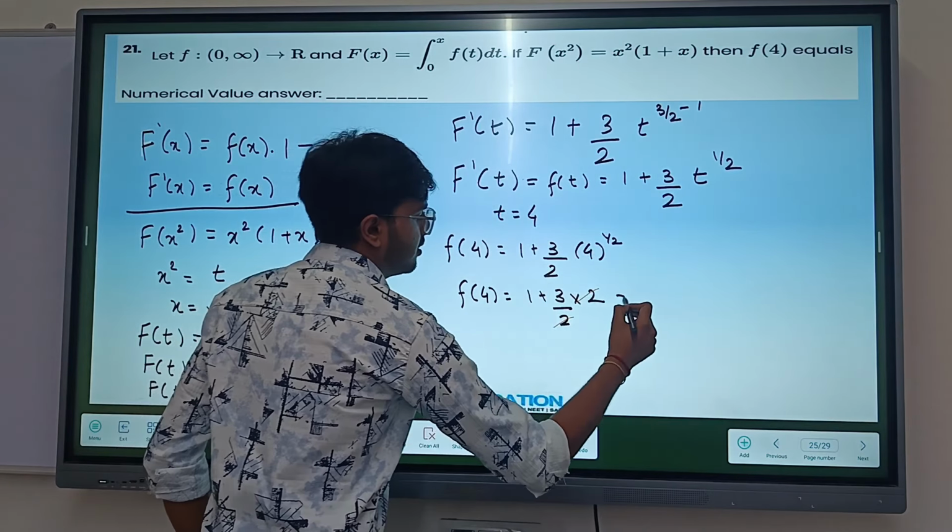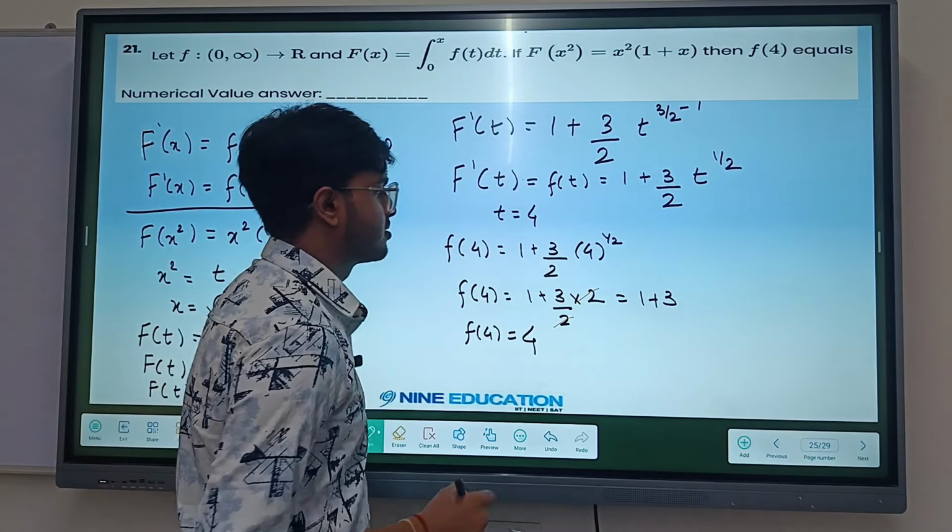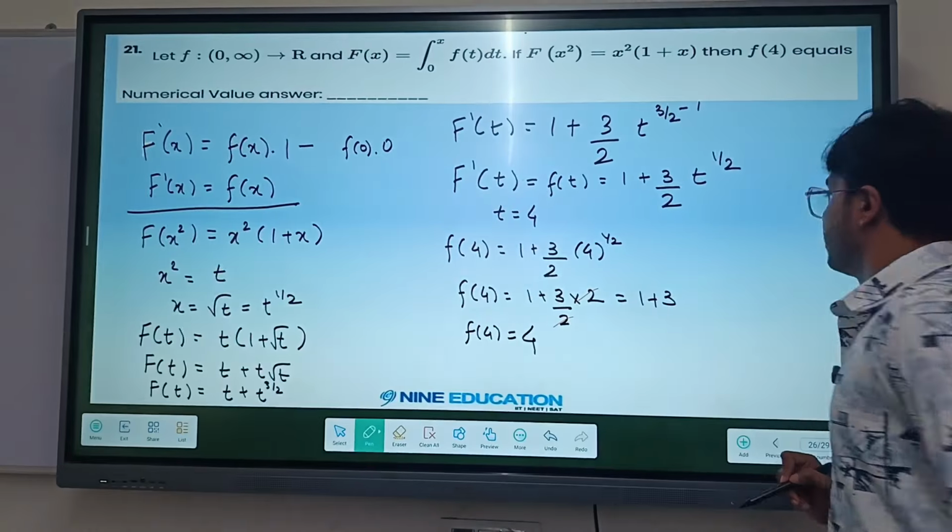2 and 2 cancel, 1 plus 3. So small f of 4 equal to 4. So our answer is 4 itself.